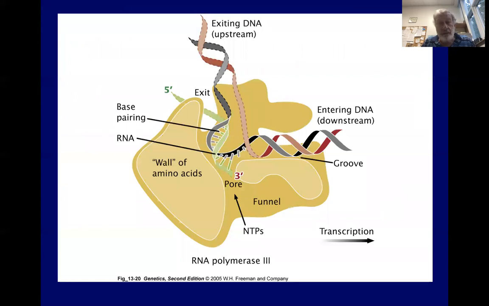This shows an RNA polymerase, RNA polymerase 3, where the nucleotides are funneled in through the bottom, and the RNA transcript and the DNA sort of snake out the top. The DNA is fed into the right side, as we can see there in that groove.